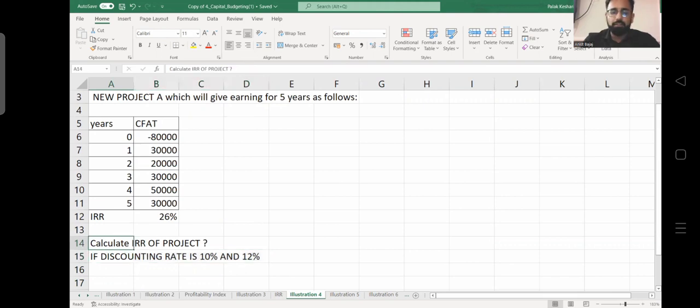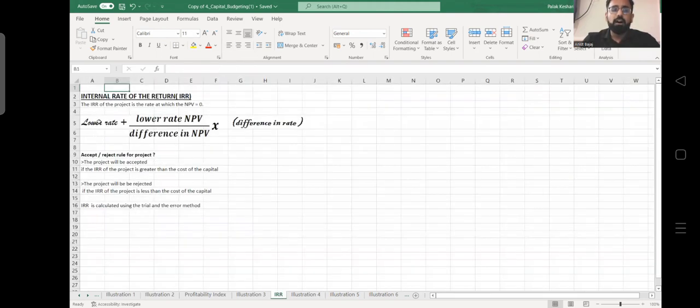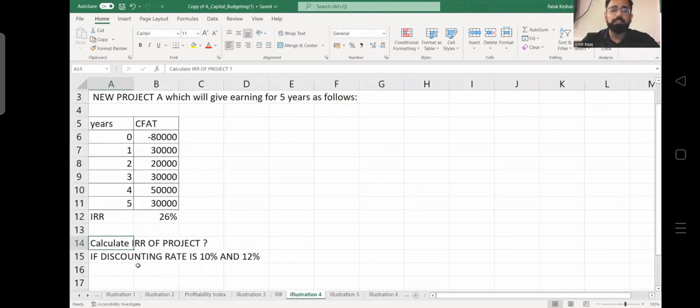So I'm not teaching you the trial and error method because practically you will be applying this method. There is another method here. You can see there is a formula. By this formula you can calculate IRR, but in this case you have to take various rates. So I'm not teaching you the trial and error method. I have simply taught you the Excel formula. You can use the Excel formula and directly calculate IRR. So there is no use of 10 and 12% in this question, right?